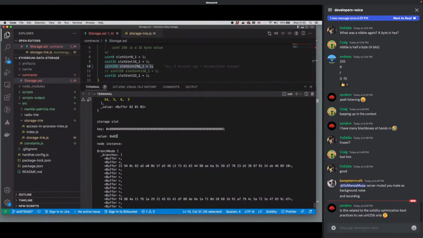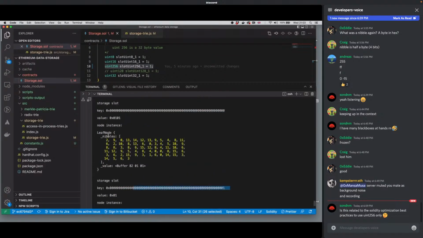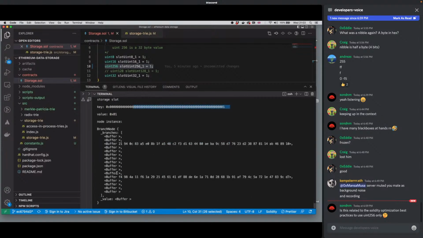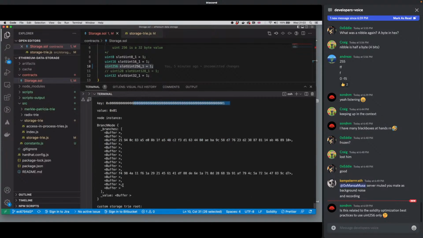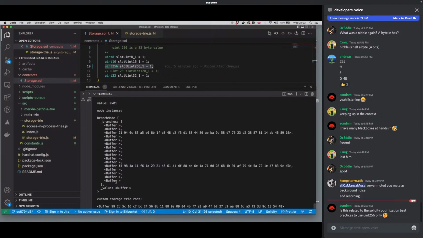I know it's confusing that they strip off the values. They're just doing optimization, but trust me, in key slot 1, look what it's done to our Trie. Now it's become a branch.